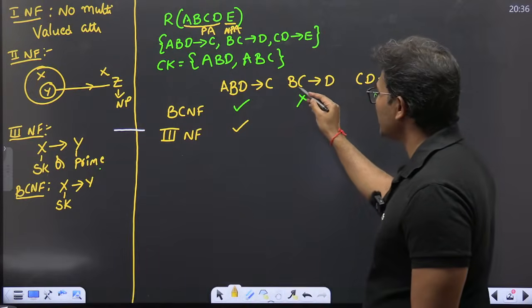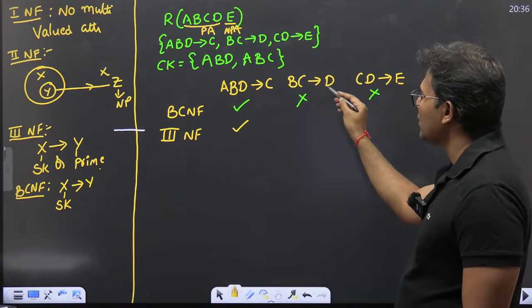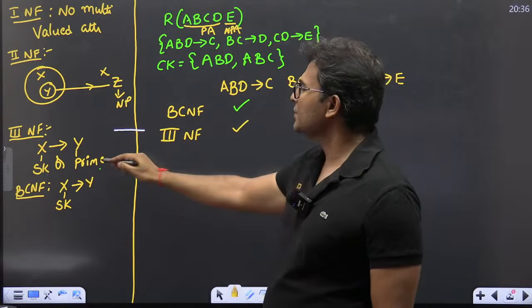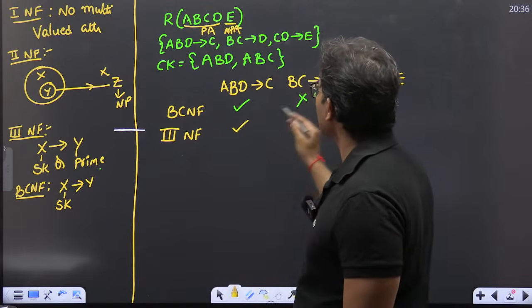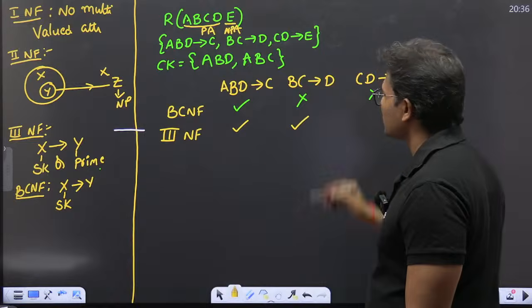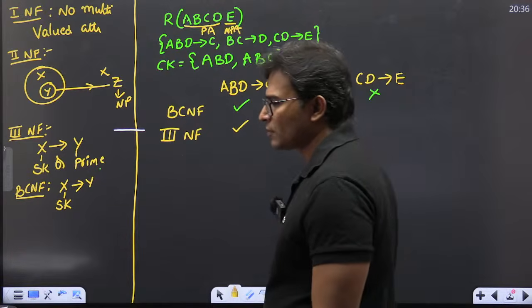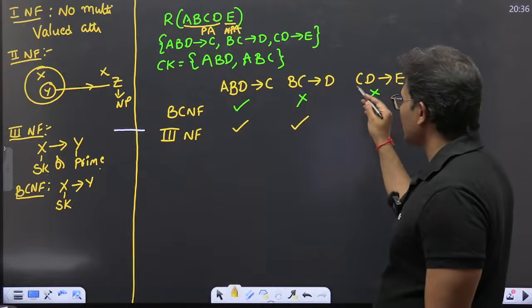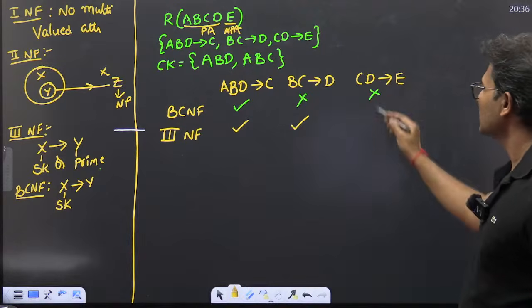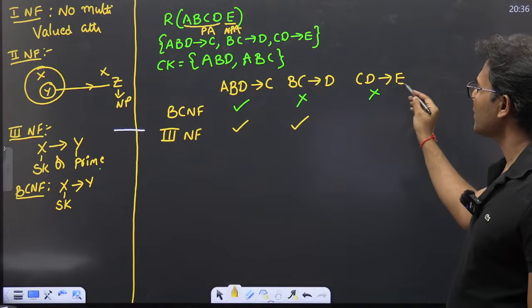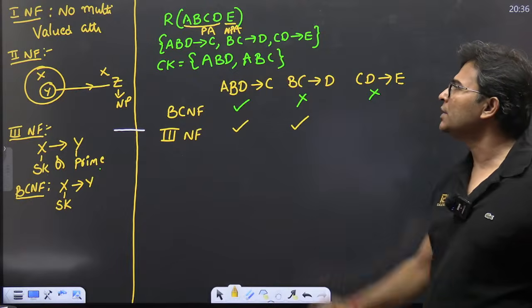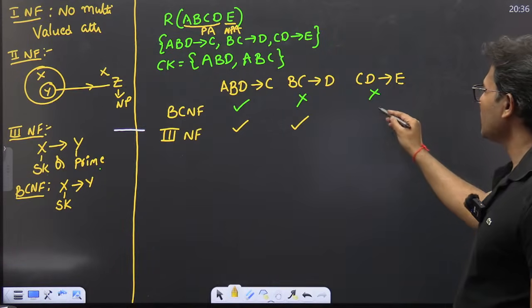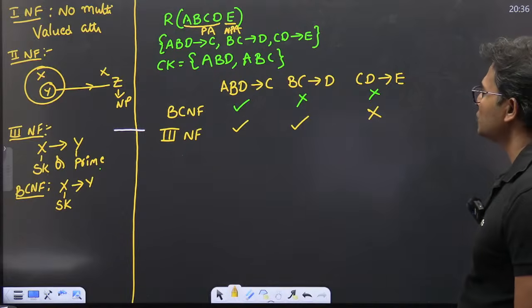Here, left hand side is not super key and right hand side is not prime, isn't it? Right hand side prime is allowed. Right hand side is prime. So this is in third normal form. Now coming to this, here left hand side is not super key and right hand side is not a prime attribute. Right hand side E is a non-prime attribute. Therefore, it is not in third normal form.